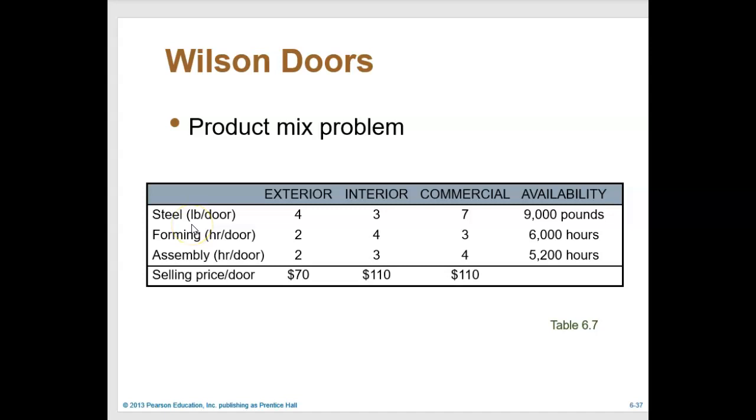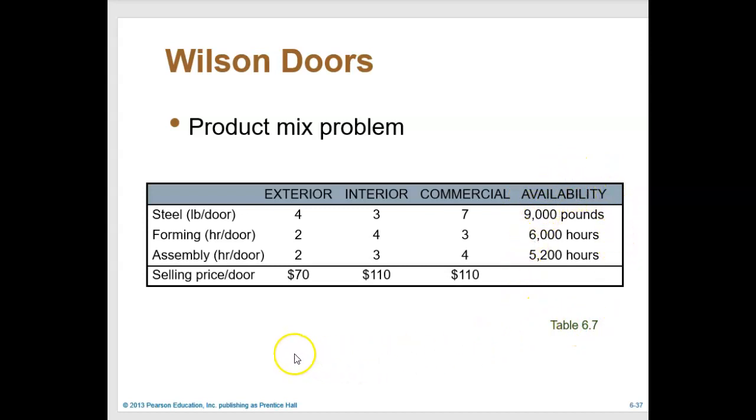Steel is the first row in our resource availability table, and forming, which is a part of the production process, and assembly are the 2 other resources that are available and required for us to create these 3 products: exterior doors, interior doors, and commercial doors. So this table here shows the material requirement, forming and assembly times, as well as the selling price per unit of each product, along with the monthly availability of all the resources that you see in the last column.